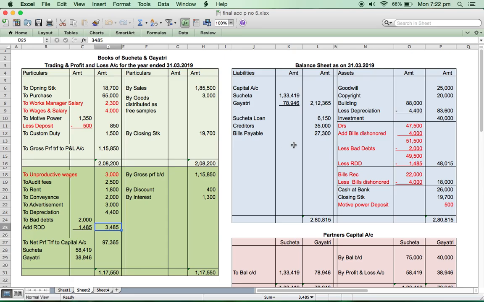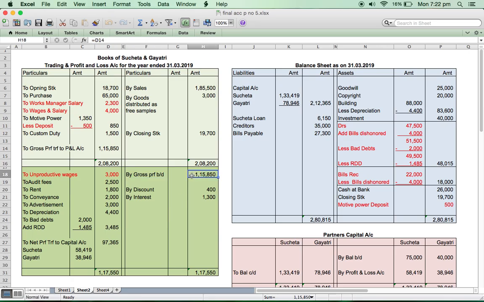So after giving effect to all the adjustments, we will close the accounts. First we will close the trading account and find out the gross profit. For that we would take the total of the credit side, which is 2,08,200. From this total, we are going to reduce the total of the debit side, which is 92,350. The resultant amount is 1,15,850, which is the gross profit. This will be transferred to the credit side of the profit and loss account.